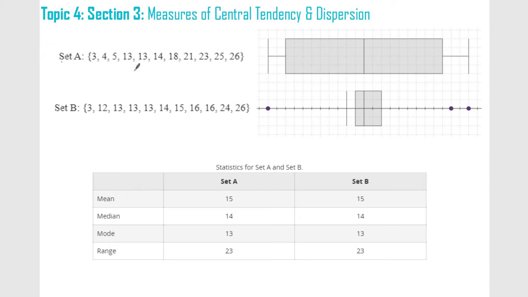So here we have a set of data and the box plots. Notice that if we just looked at the mean, median, mode, and range of these sets of data, they look identical. So the lesson on the first slide is don't just focus on the stat part, the info. You have to look at the picture. All right? Just looking at them on their own is not enough. You should always look at the picture.